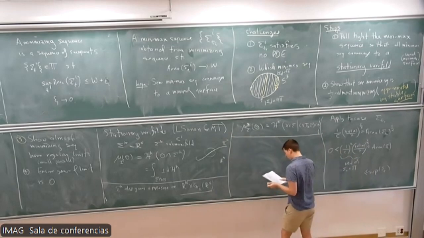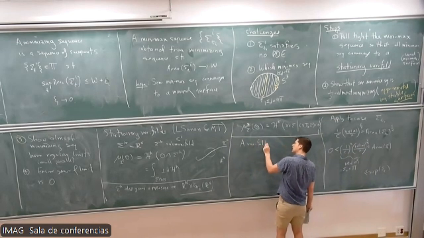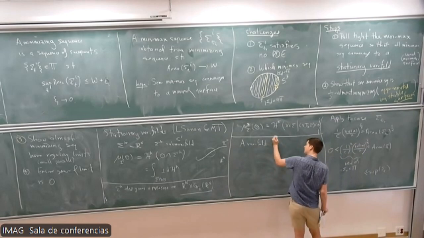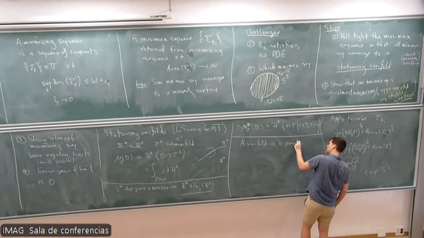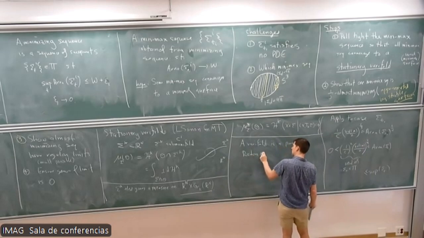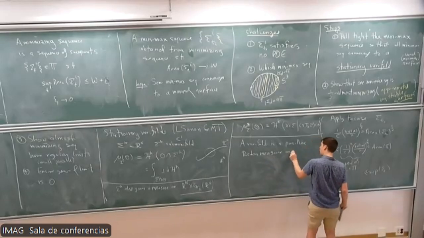So a varifold is just a generalization of this procedure. Okay, so we denote, a varifold is just a positive Radon measure defined on R^n cross the Grassmannian.